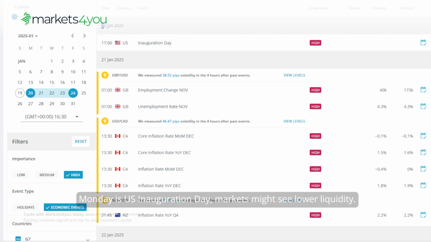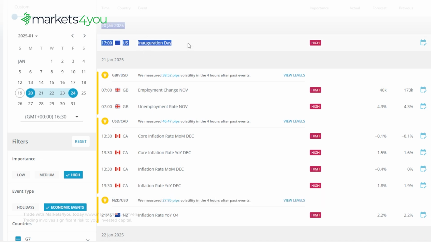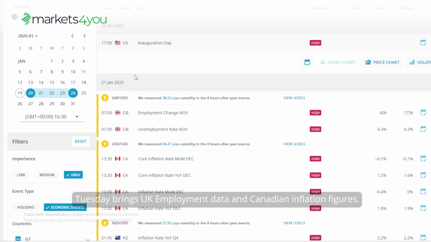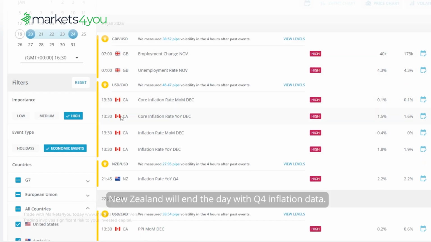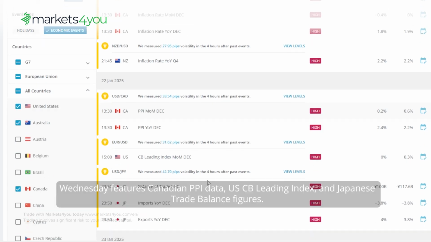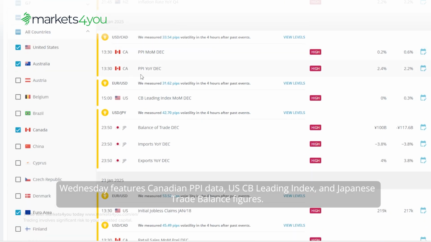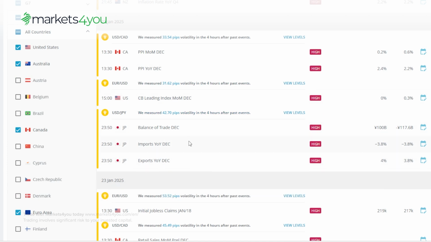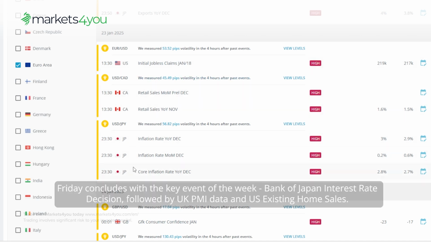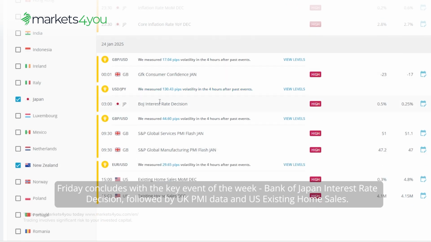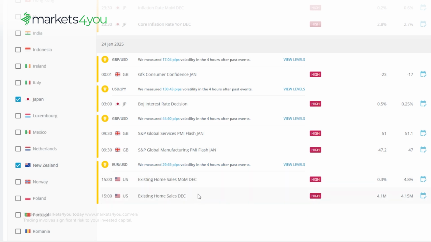Monday is US Inauguration Day, markets might see lower liquidity. Tuesday brings UK employment data and Canadian inflation figures. New Zealand will end the day with Q4 inflation data. Wednesday features Canadian PPI data, USCB leading index, and Japanese trade balance figures. Thursday includes US initial jobless claims, Canadian retail sales, and Japanese inflation data. Friday concludes with the key event of the week, Bank of Japan interest rate decision, followed by UK PMI data and US existing home sales.